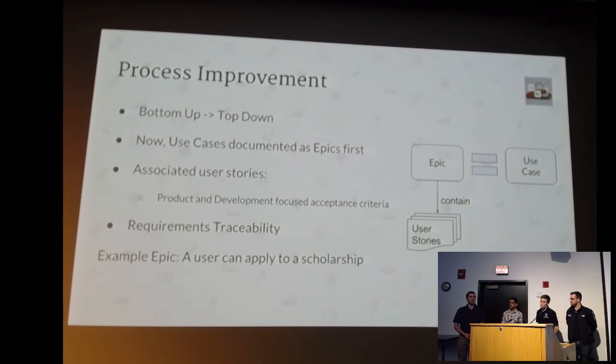So we decided for the start of Sprint 2 to take a top-down approach. What this means for us is that we would document use cases as epics within Jira. Jira offers a nice module to create epics and document use cases, which we would then discuss with the client or with our stakeholders. Within those epics, we'd be able to create user stories. Each user story had either development or product-focused acceptance criteria, or both, so that the stakeholders and our developers would be able to figure out exactly if a user story was successful or not. And again, this top-down approach afforded us great requirements traceability.